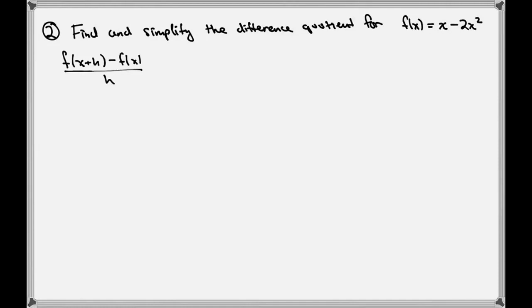Try to find and simplify the difference quotient for this function f of x equal to x minus 2x squared. I've set you up here with the formula for the difference quotient. I'd like you to evaluate it for this particular function and simplify it as much as possible. Pause the video, give it a shot yourself, and then compare your results with mine.